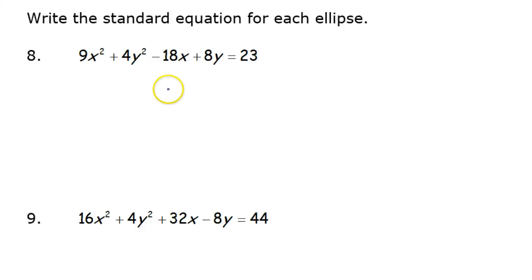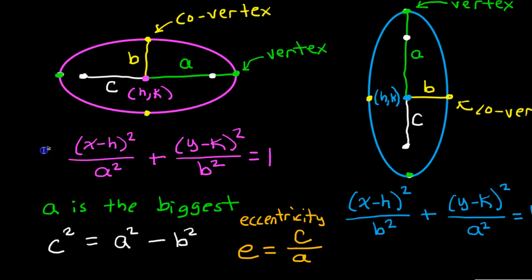In this video, I will show you how to take an equation of an ellipse that is in general form. It's all flat, no parentheses or anything, and we will write it in standard form, which is like one of these, either this pink equation or the blue equation. And we're going to do that by completing the square.